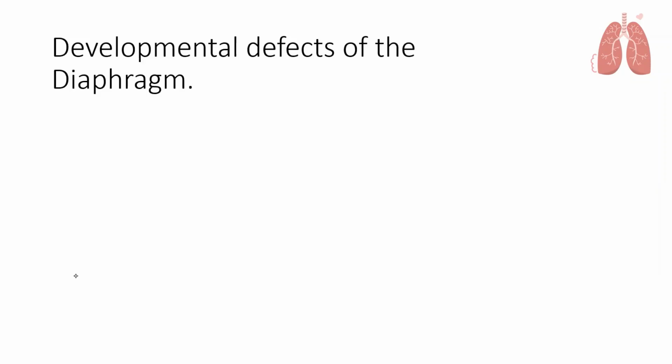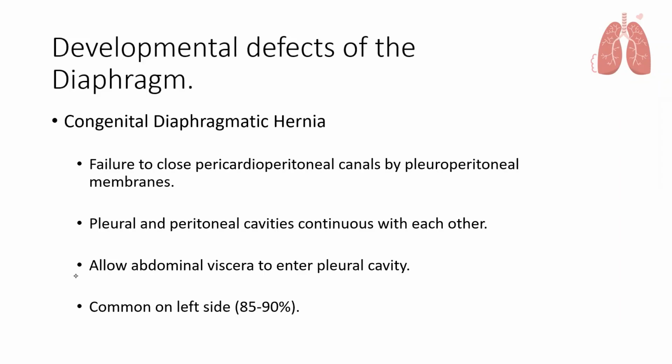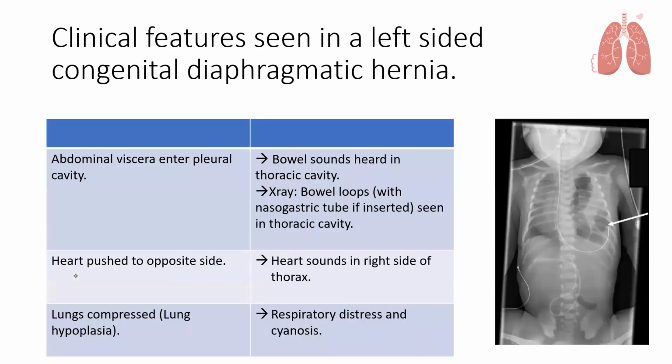Now we will look at the developmental defects of the diaphragm. The main developmental defect you have to know about is congenital diaphragmatic hernia. This usually occurs because of failure to close the pericardio-peritoneal canals by the pleuroperitoneal membranes. So in this case, the pleural and the peritoneal cavities are continuous with each other, and the abdominal viscera will enter the pleural cavity. This commonly occurs on the left side, right? About 85 to 90% occur on the left side.